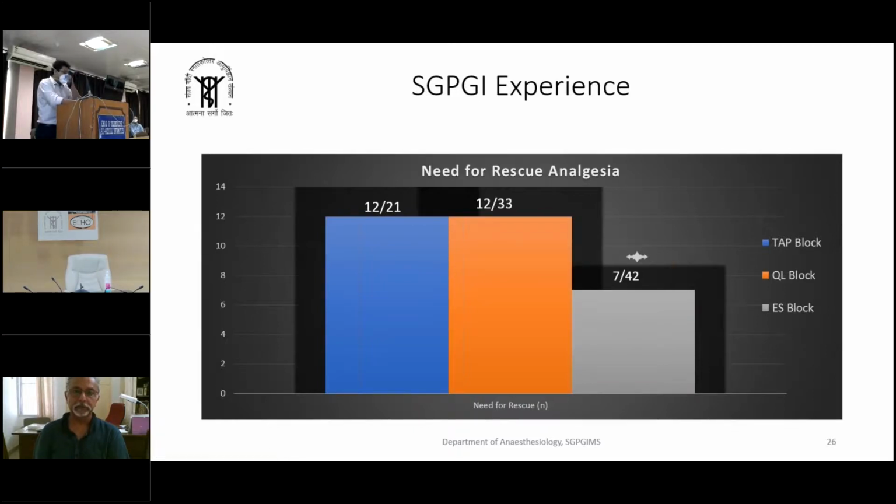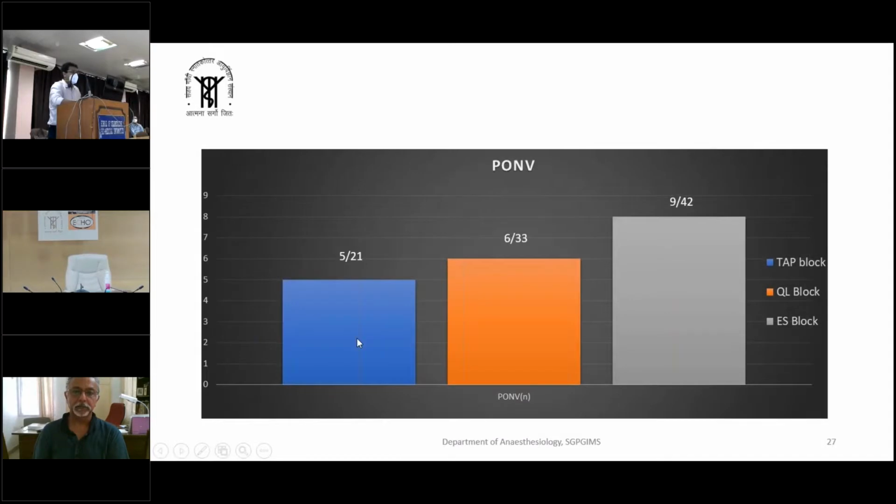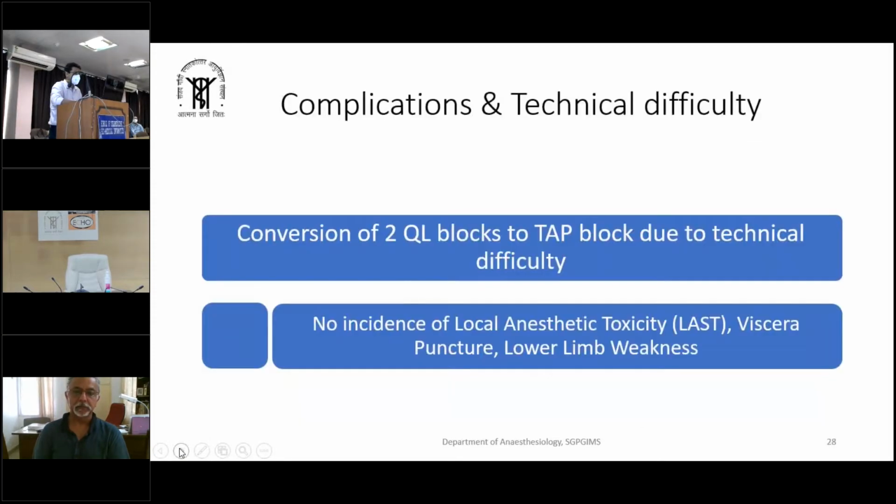We also recorded the number of patients who needed rescue analgesia. We found that in the ES group there was a significant reduction in the number of patients requiring rescue analgesia. There was no difference in postoperative nausea vomiting when compared across all three groups. Now, we didn't encounter any complications. That is, there was no incidence of local anesthetic toxicity, viscera puncture, or lower limb weakness.